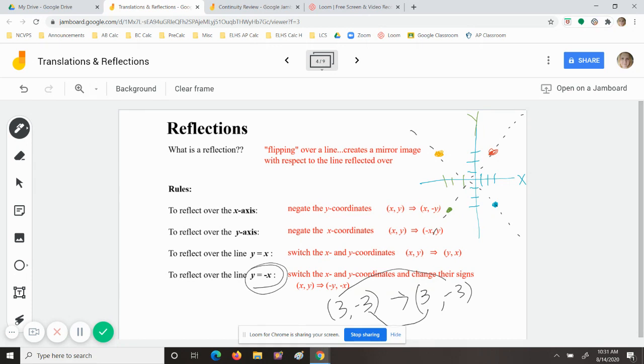These rules are ones you just want to remember. You can always draw a quick graph, but it's going to take you a while if you're doing a lot of points in order to draw a graph. So it's a lot easier to just kind of memorize these rules.